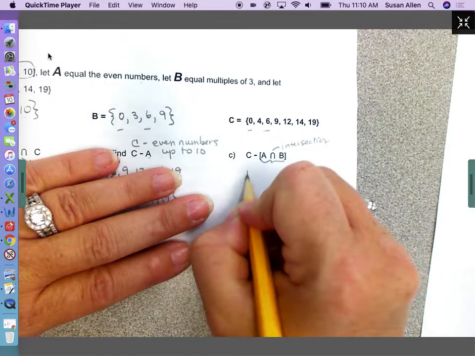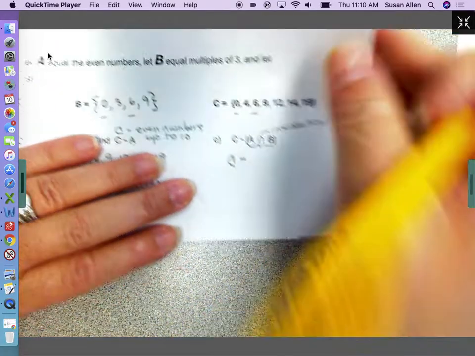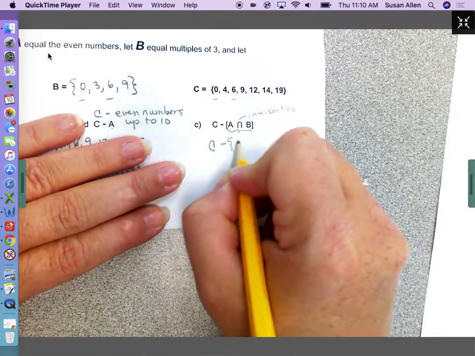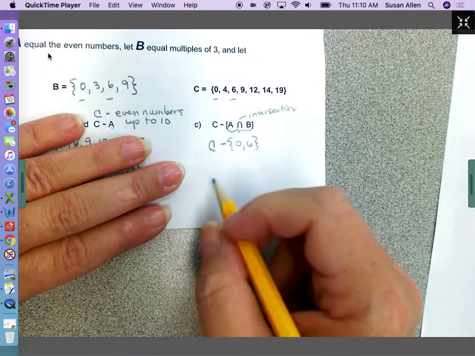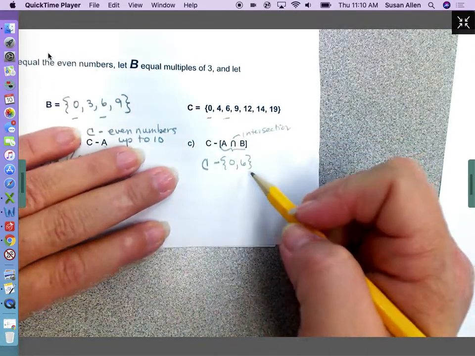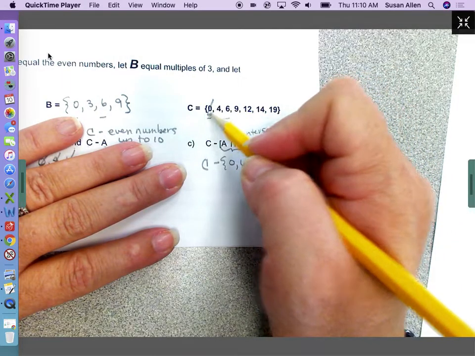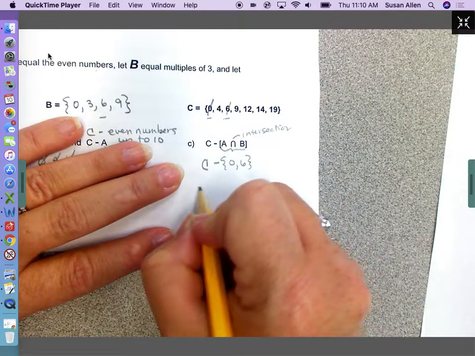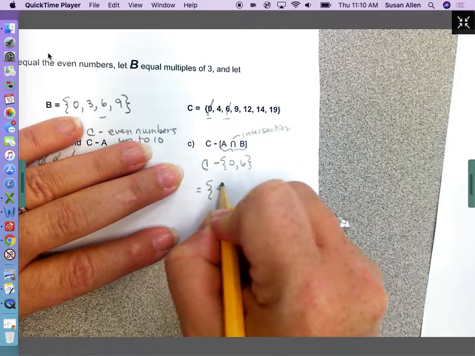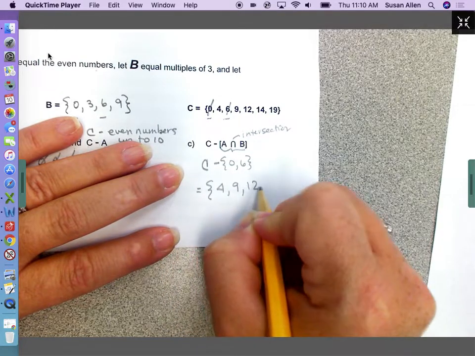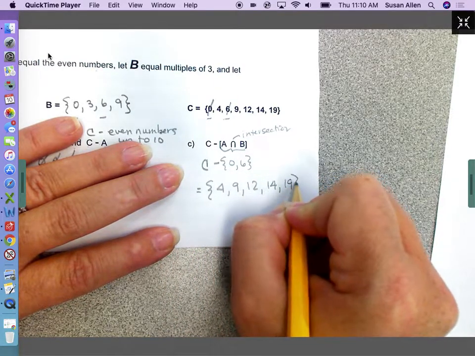So that means I'm going to take the set of elements in C and subtract out a 0 and a 6. So I'm just going to look above here in set C, take out 0 and 6, and what is left are the elements 4, 9, 12, 14, and 19.